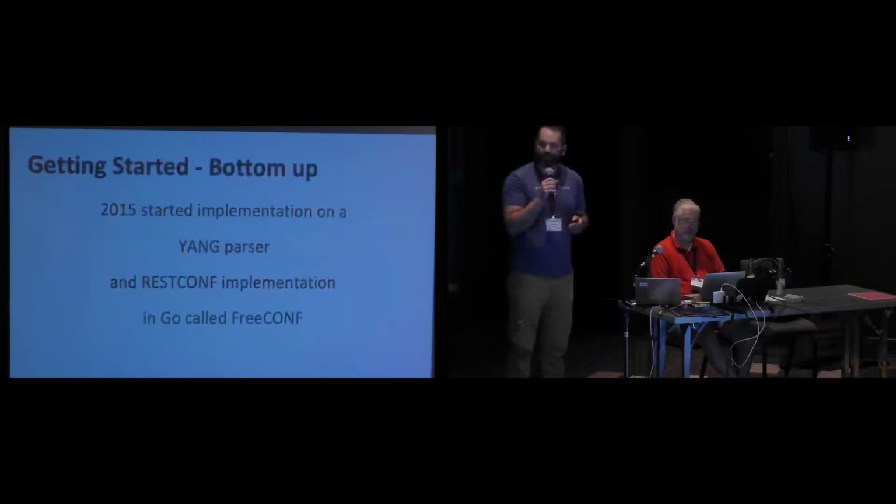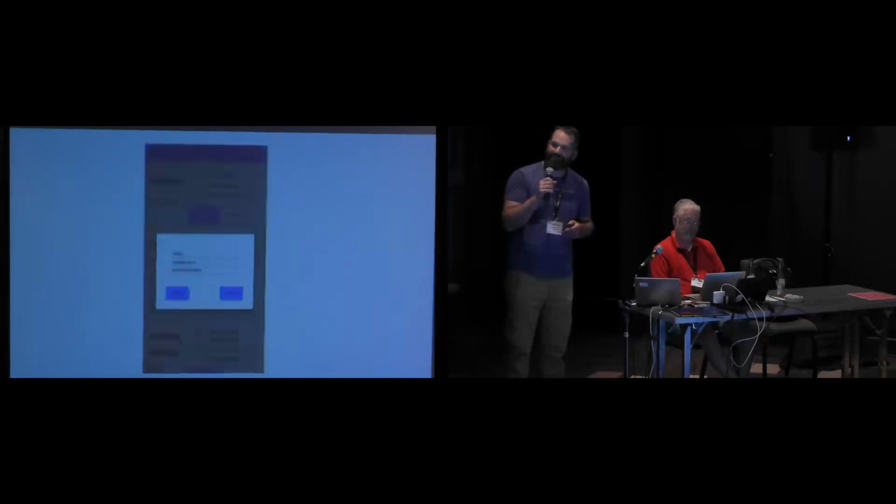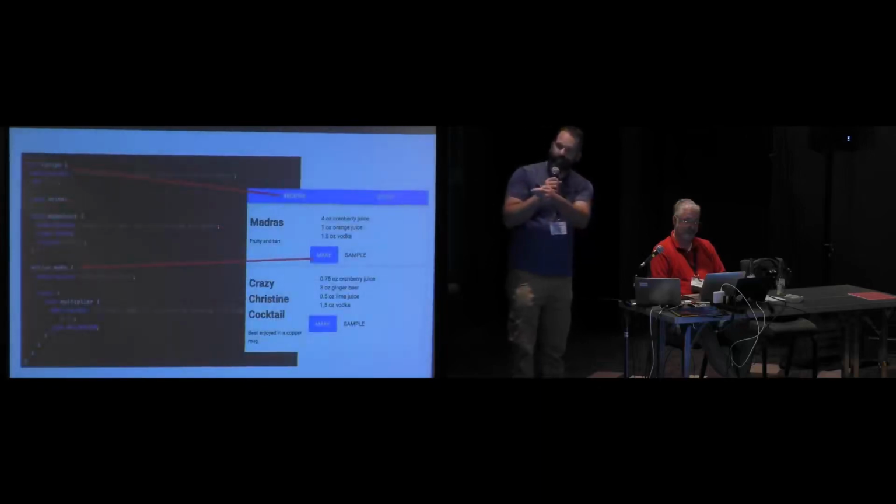In 2015, I became aware of these standards and wrote an implementation of the Yang and RESTconf specs in Go. I started there. My first project was this bartender. It has a Raspberry Pi and some relays and some pumps, and it's got a little interface to make drinks. Oh, the animation worked. I implemented it all in RESTconf. There's a Yang model for the bartender, and you can assign a pump to a particular liquid, and even when you make your recipe, you're going through RESTconf.